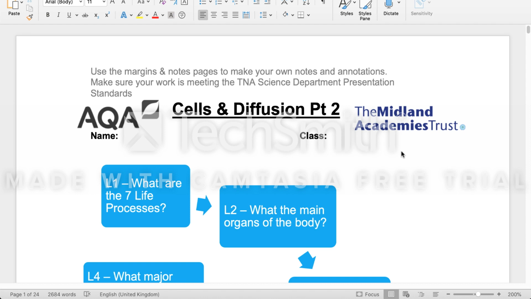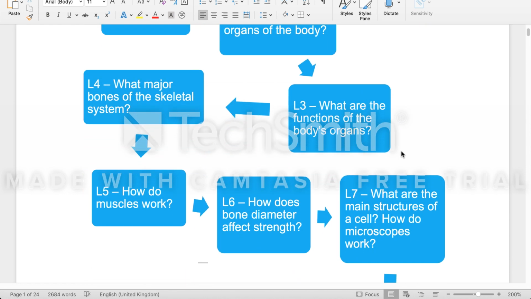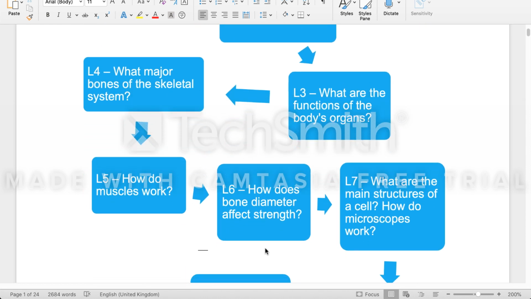You may have noticed that there's no video for Lesson 6, and that's just because Lesson 6 is a practical lesson, and since we don't really have a classroom, you don't have to worry about Lesson 6. The principles that are covered in that lesson are generally going to be covered in other lessons as well, so don't worry too much about that.